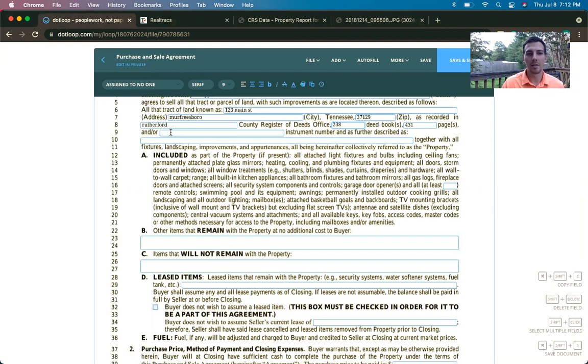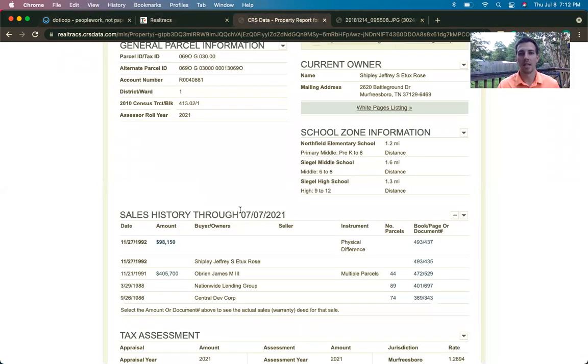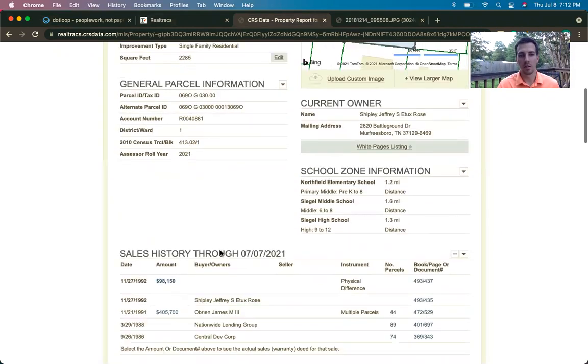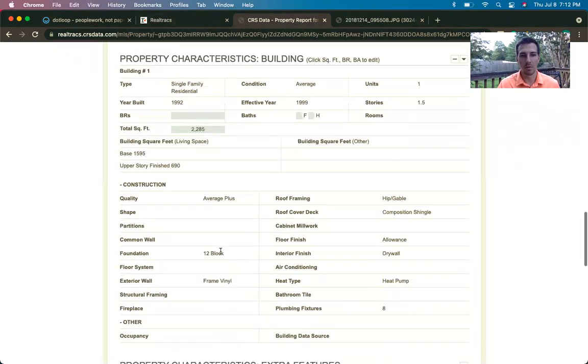Now lines 9 and 10. You would put the legal description or the tax ID number. You can put either or on line 9. So again, where can you get the tax ID number or the legal description? It would be back at our CRS tax data. As you can see right here, parcel ID, tax ID number. You just copy and paste this into the contract. If you need a legal description, that's towards the bottom.